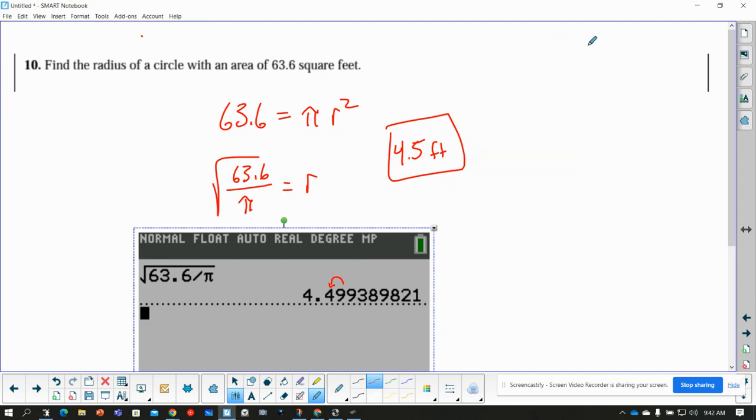All right, so there's all those. We're going to move on to the second part of this, finding the area of a sector next. And so watch this next video, and I will teach you how to find the area of a sector and what a sector is.